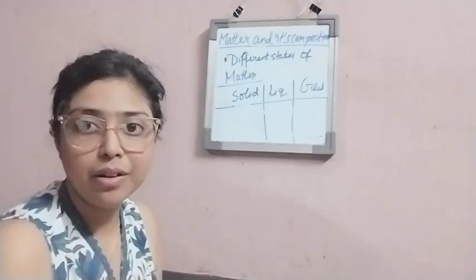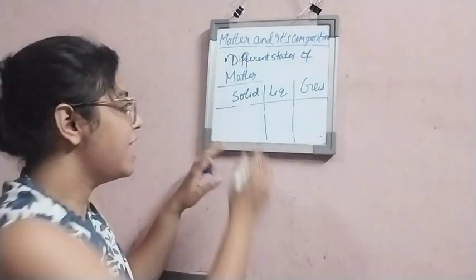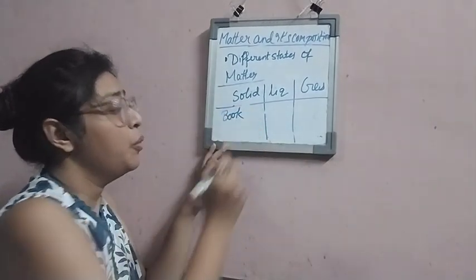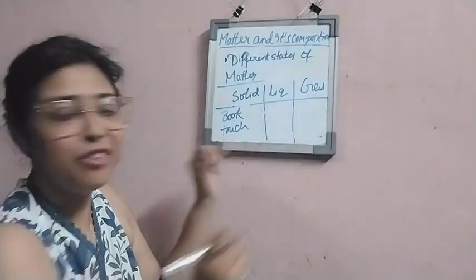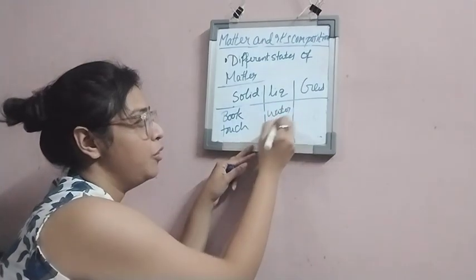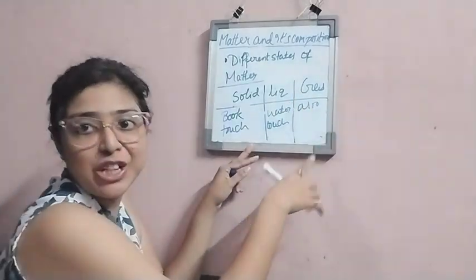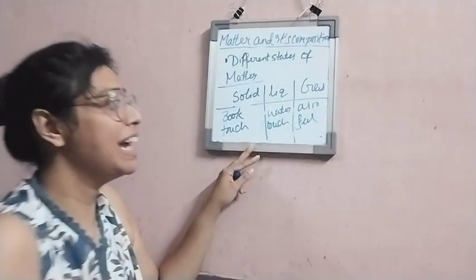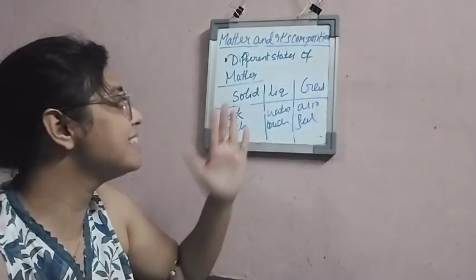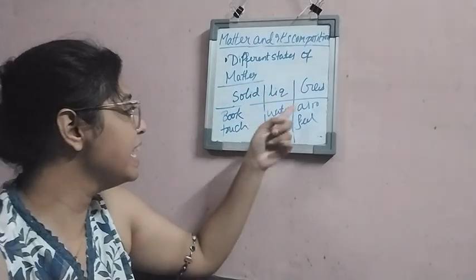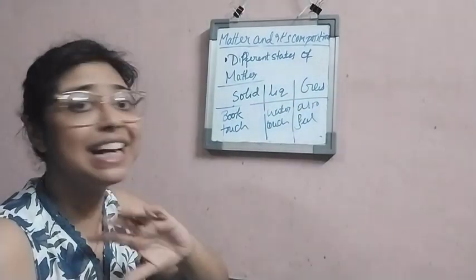Okay, so as I have said earlier, solids, for example wood, we can touch it. In case of liquid, for example water, we can also touch it. But in case of gas, for example air, we cannot touch it. We can only feel it. So this is also a difference between these three states of matter. In case of solid and liquid, we can touch the substances, but in case of gases, we can't touch it.